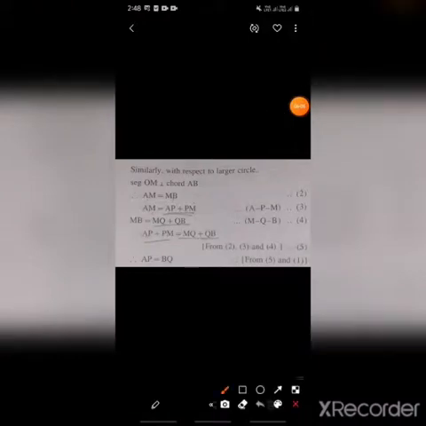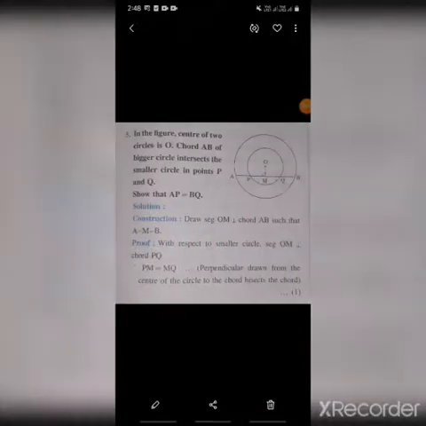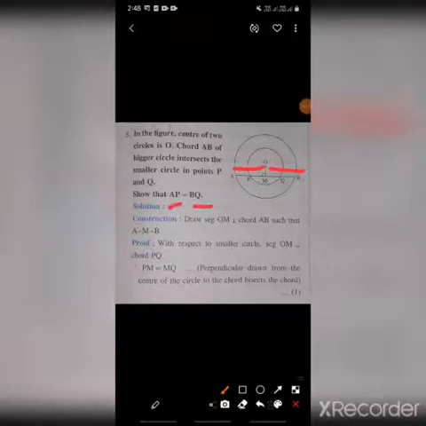OM is perpendicular to AB, so AM is equal to MB. AM is equal to MB. But what we have to prove? AP is equal to BQ.